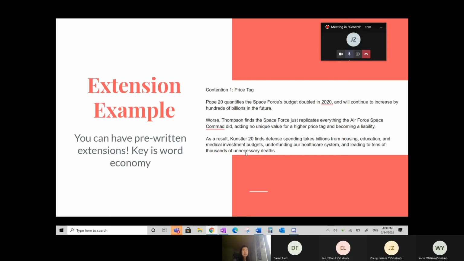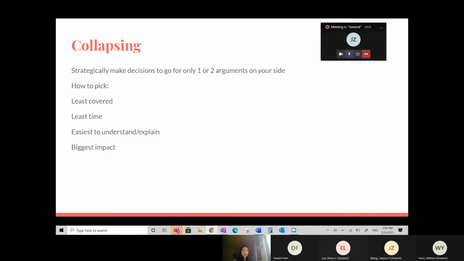Does anyone have any questions on this extension? Okay. Yeah. So basically, in summary, when you're extending your own case, you want to restate your argument. It's just the rules of debate, but for lay judges, like parent judges, it's especially good because sometimes they forget.